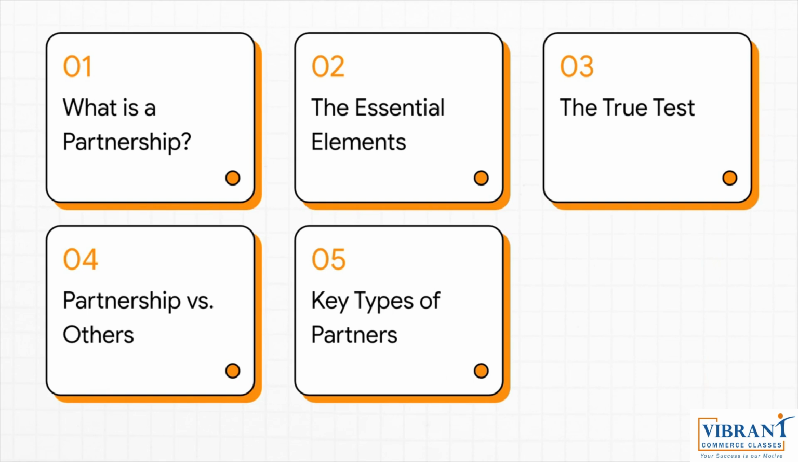First, we'll lock down the core definition. Then, we'll break it into the 5 essential pieces. After that, we'll uncover the one true test that proves a partnership exists. Then we'll see how a partnership is different from other business types. And finally, we'll meet the different kinds of partners you absolutely have to know.